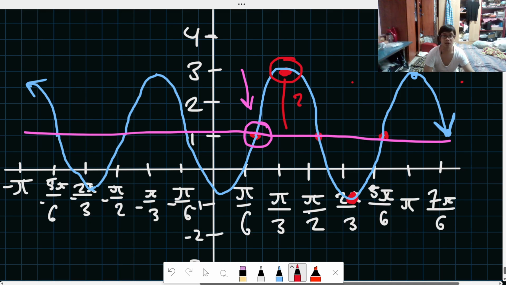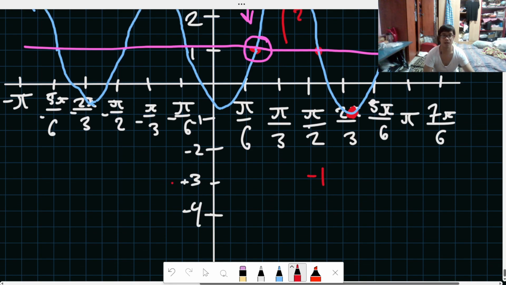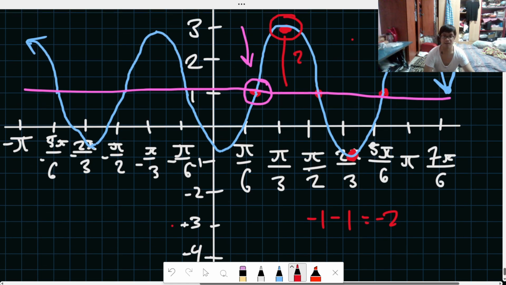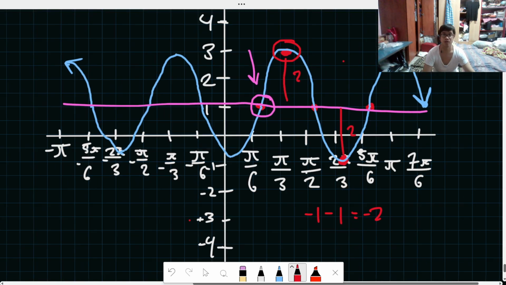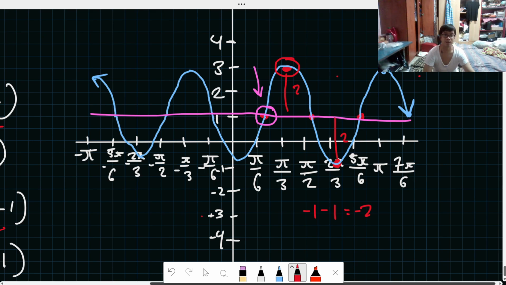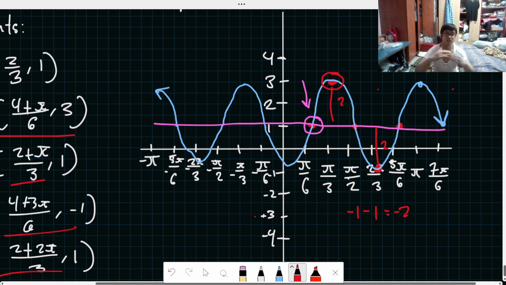Likewise, you have -1 here as your minimum point, and here we have 1 on the midline. So -1 minus 1 gives you -2. But disregarding the sign, the distance between the two is 2. Positive or negative, it doesn't change the fact that the value is 2. So that is basically your amplitude. It means that the graph stretches 2 units vertically.